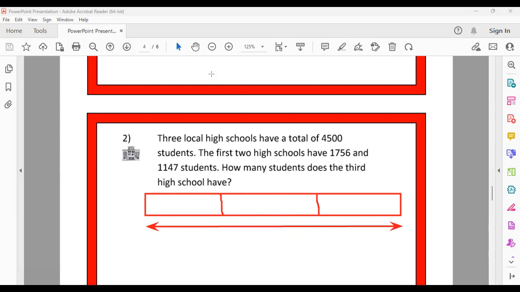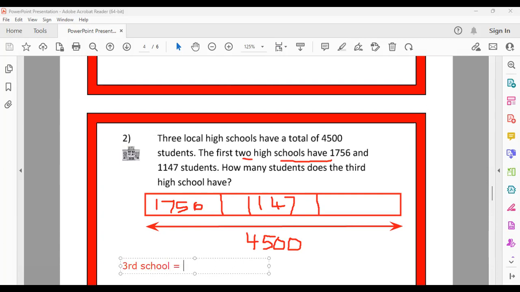The 3 schools have a total of 4,500. This is how you should draw. And this is how you should draw the arrow as well and show 4,500. The first 2 schools have 1,756 and then here 1,147. Hajita, tell me the number sentence now. How do I find the third school? Now, straight away, let's go and do the number sentence.